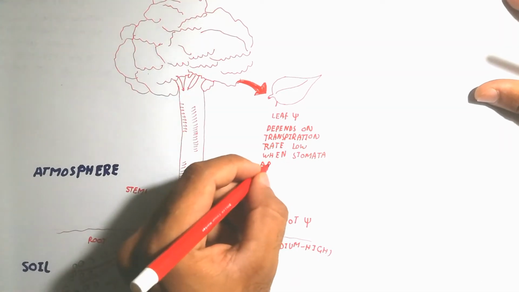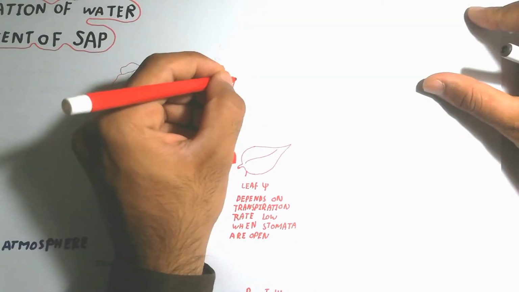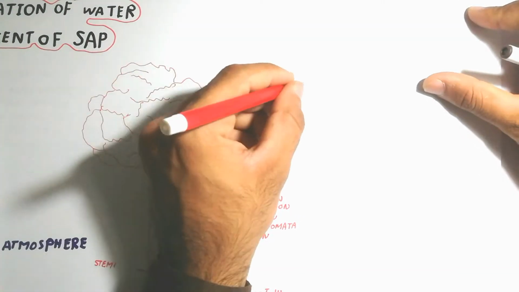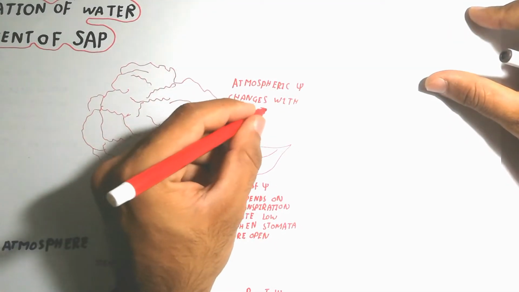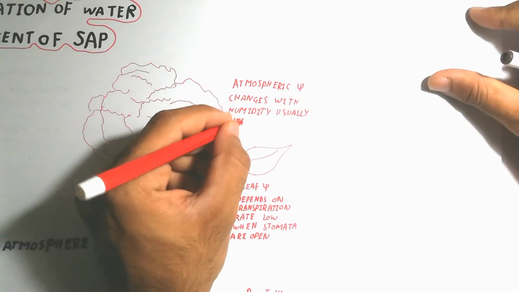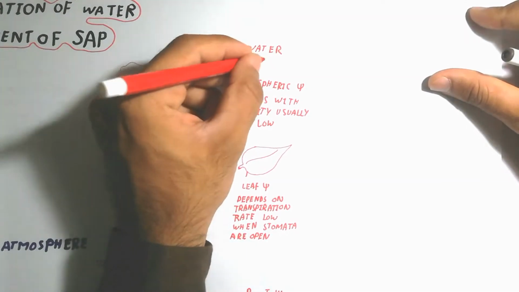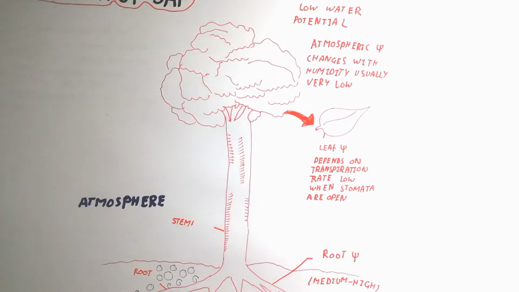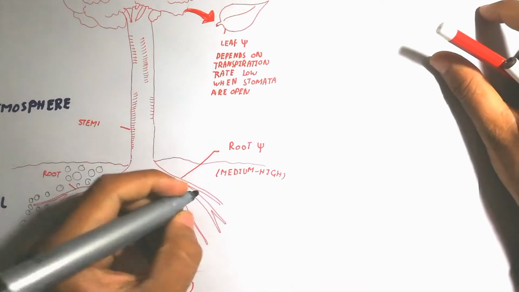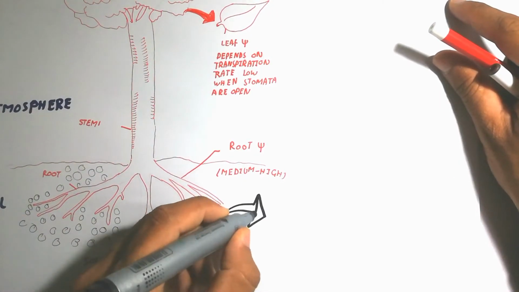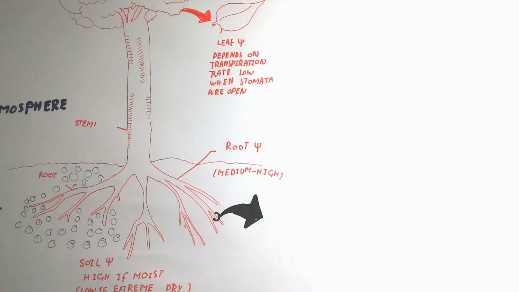So the leaf potential depends on the transpiration rate, low when stomata are open. So when the stomata are open, the water potential will be low, basically low water potential in the environment, and atmospheric potential changes with humidity, usually very low. So when humidity is too high, the water will not transpire because the atmospheric potential is higher.